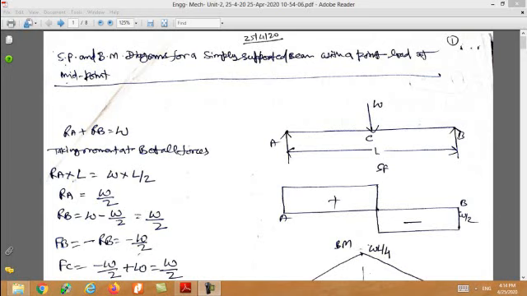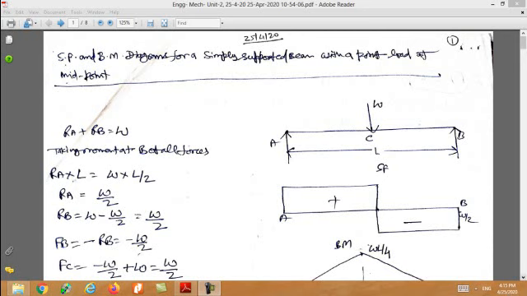If there is a UDL between two sections, the shear force diagram will be an inclined straight line, and the bending moment diagram will be a curve. Next point, the bending moment at the free end of a cantilever and at the two supports of a simply supported beam will be 0. The bending moment diagram will consist of either a straight line or a smooth curve. So these are some rules for drawing the diagrams.